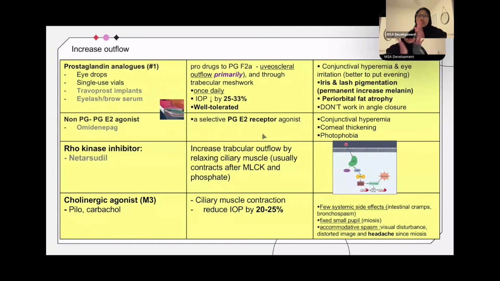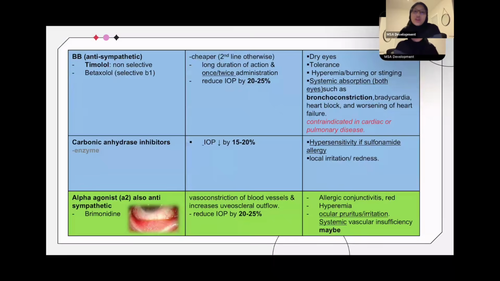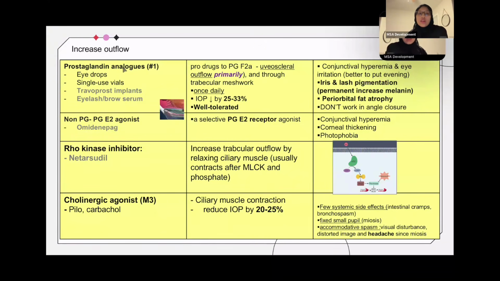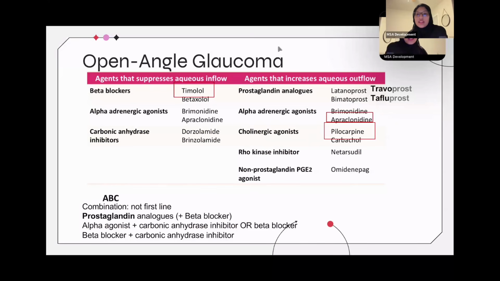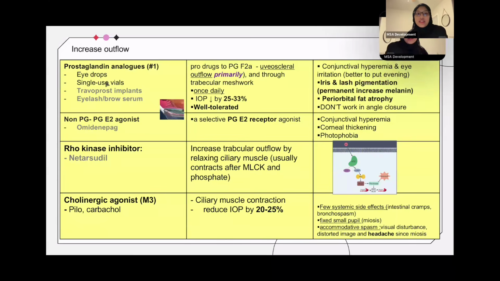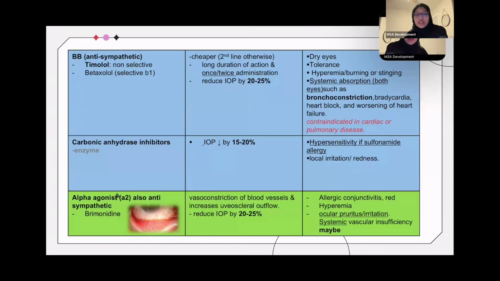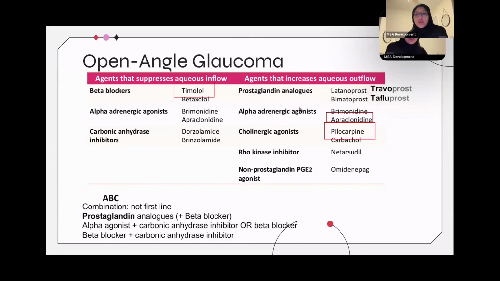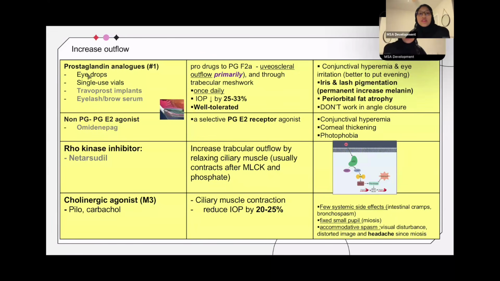Now, this is the table. So these two are the tables for the drugs. Increasing outflow is again this one. So P and the weird names, drugs, and the cholinergic agonist, right? The alpha is in green because it actually helps with increased outflow and decreases the production. So alpha is green, this is yellow, and then that is blue. Okay, so let's start with the first line treatment for open angle glaucoma.